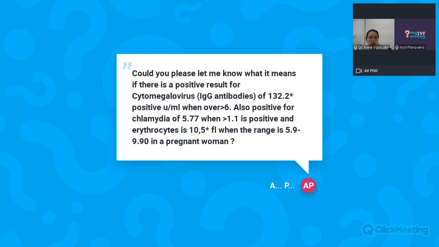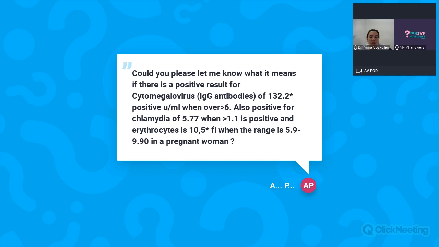So actually, if you have IgG antibodies that are positive before the pregnancy, and IgM is negative, it means that you're immunized, that you had this cytomegalovirus before, years before, months before, and that you are immune to it.